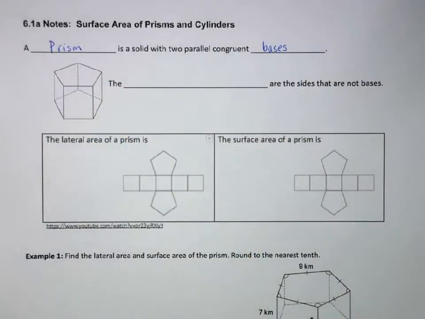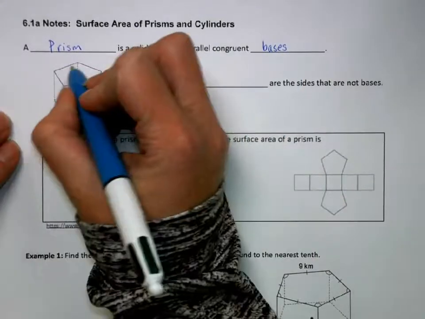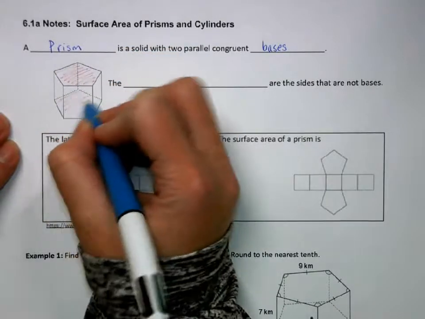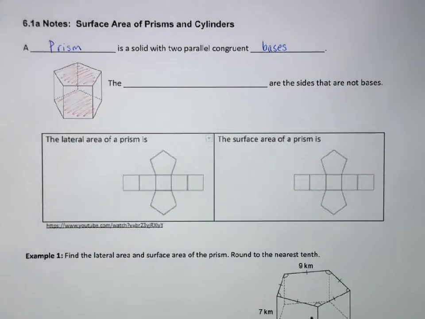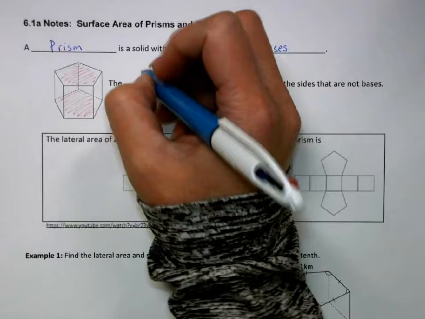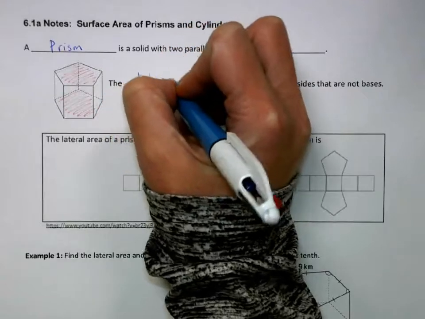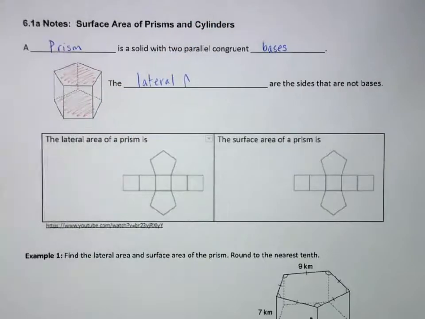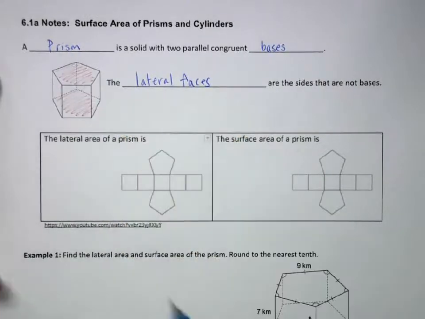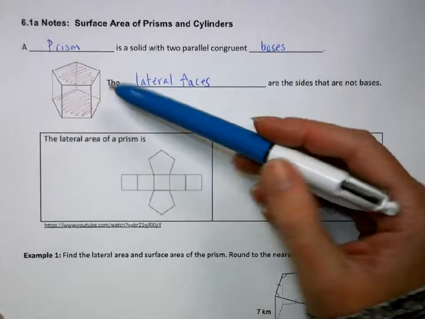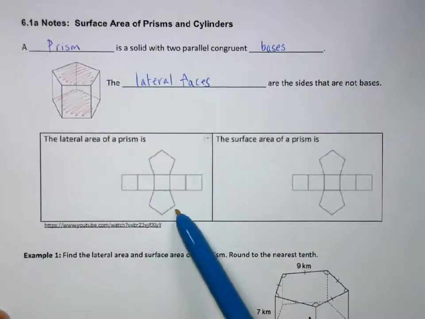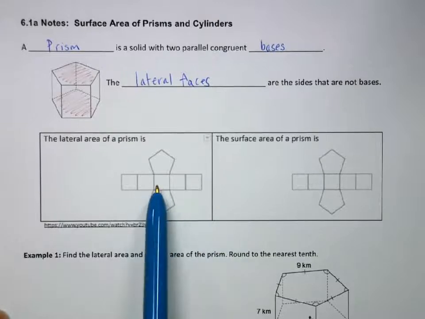Okay, so here in this picture, these pentagons are the bases. And then the sides, the rectangular sides, are called the lateral faces. If we were to unfold this shape, you'd get something that looks like this. We call this a net.